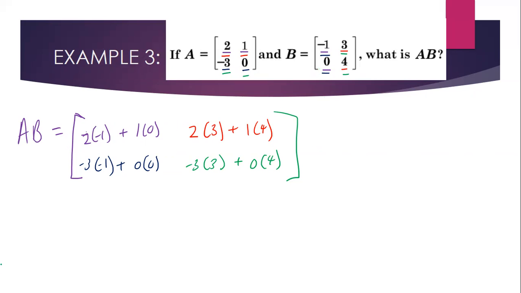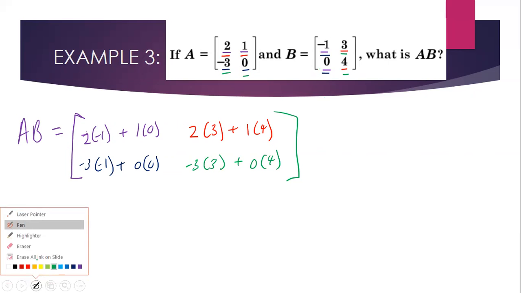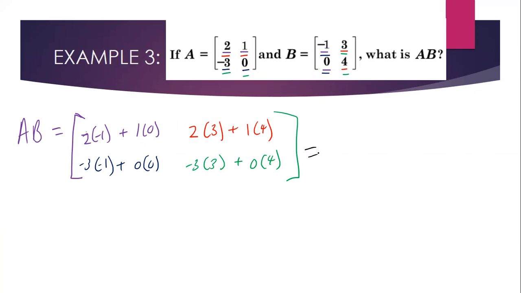When we evaluate, I have -2 plus 0. What is that going to give me? -2. I have 6 plus 4. That gives me 10. I have 3 plus 0, that gives me 3. I have -9 plus 0, that gives me -9. And so this is my product matrix.